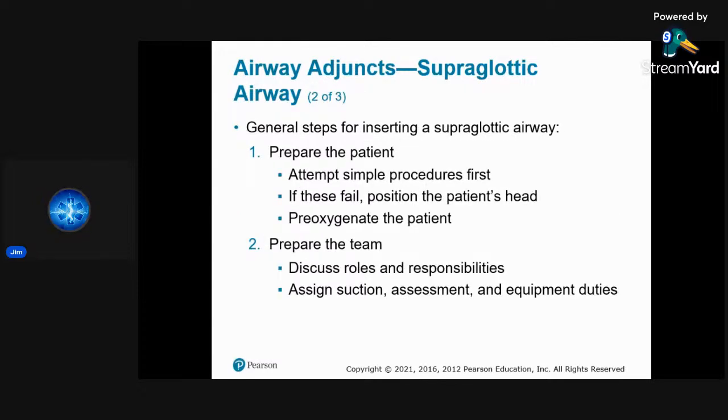How are we going to put these in? We're going to prepare the patient. We're going to attempt those simple procedures first, and when they fail, then we're going to go to these. Position the head.